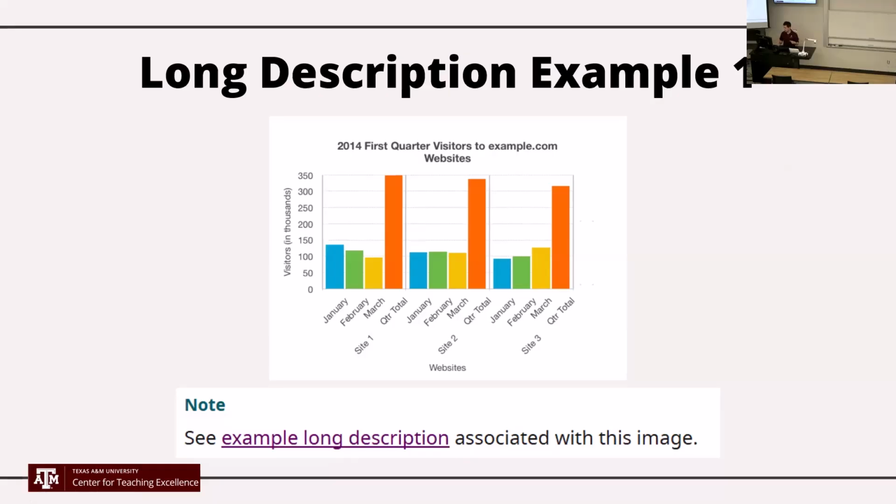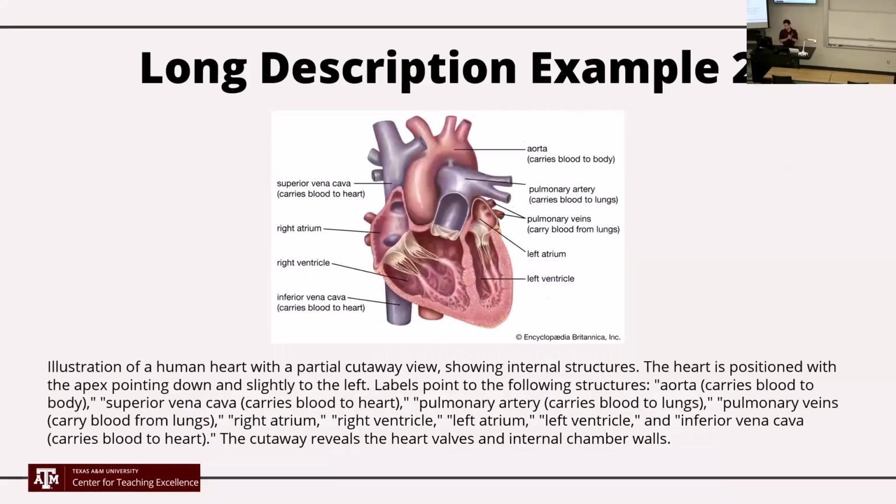I'm going to show you an example in the next one. This one I did not write. It was generated by Gemini. It did a pretty good job at describing what the image was about, a heart. For this purpose, I just included it right underneath the image. Alternatively, I could have added it at the end of my document, but this is how I shared the long description.